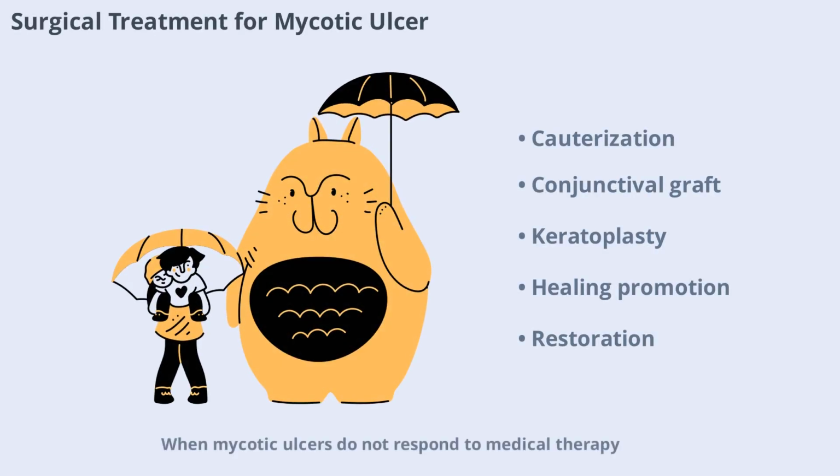When mycotic ulcers do not respond to medical therapy, surgical options are considered. These include cauterization, conjunctival grafts, and full-thickness keratoplasty. Surgery aims to remove infected tissue, promote healing, and restore corneal function. The choice of procedure depends on the ulcer's severity and response to antifungal treatment.